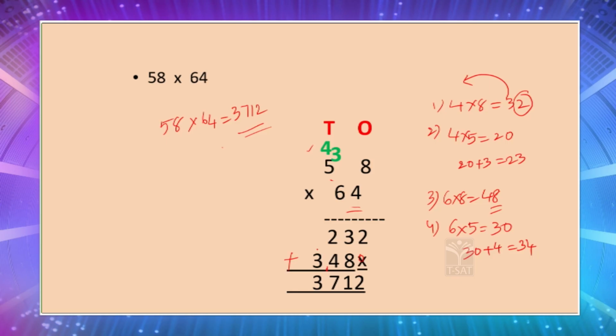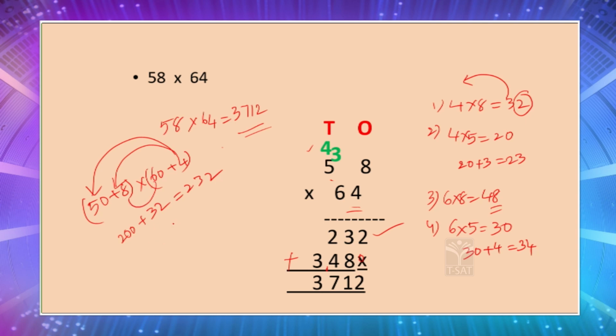Actually we have done this before, where 50 plus 8 into 60 plus 4. That means first we have to multiply 4 with 8 and 4 into 50: 4 eights are 32 plus 4 fives are 20, so this is 232, we got 232. And after that 8 into 60, that means 480, plus this one 3000. So 3480, this is actually 3480.